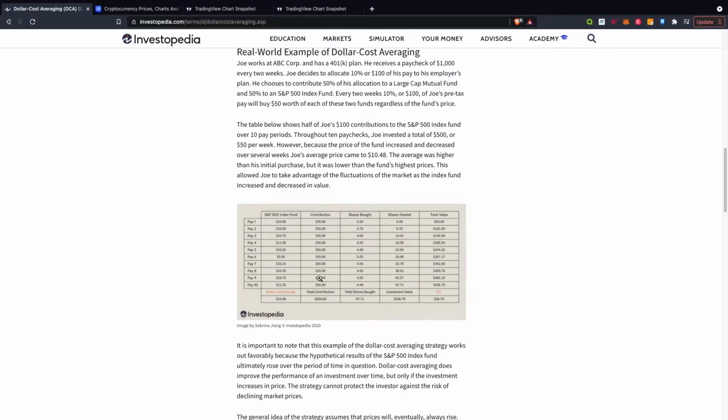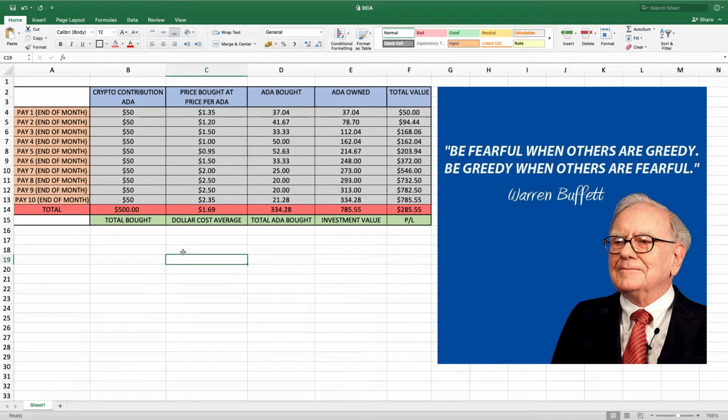But I will be giving you a demonstration on crypto right now. Comparing it to the table I just showed you on the S&P 500 index fund, I have made an Excel spreadsheet here for dollar cost averaging for crypto. On the left-hand column, I highlighted the number of pay days I'm doing. I put a total of 10 pay days. This could be, as I said, per week, per two weeks, or per month. Just for this purpose, I'm going to say per month.